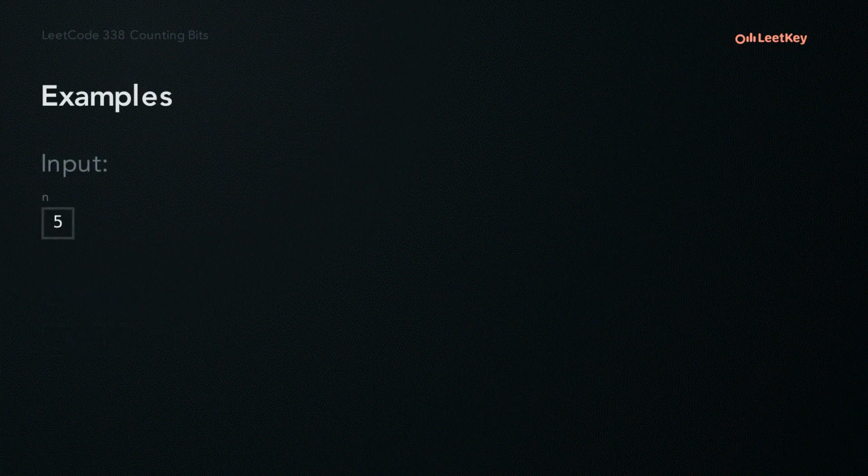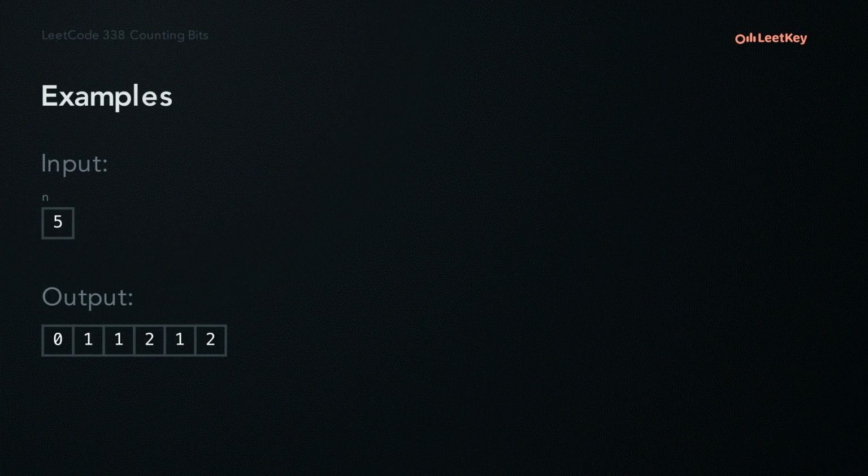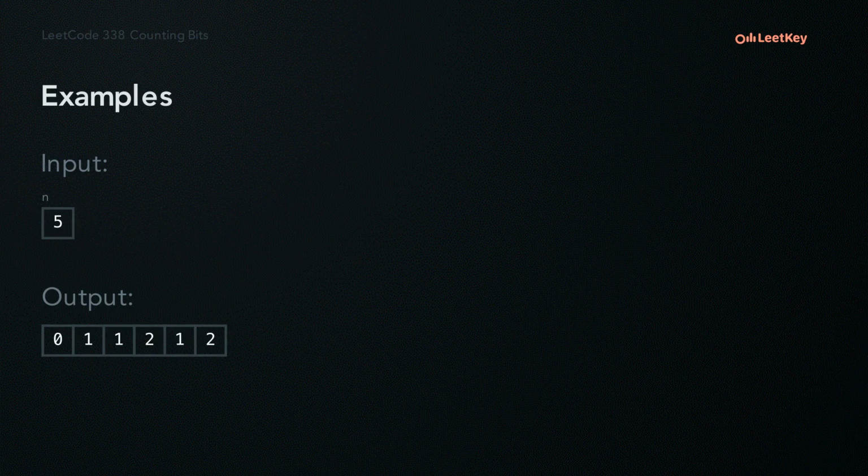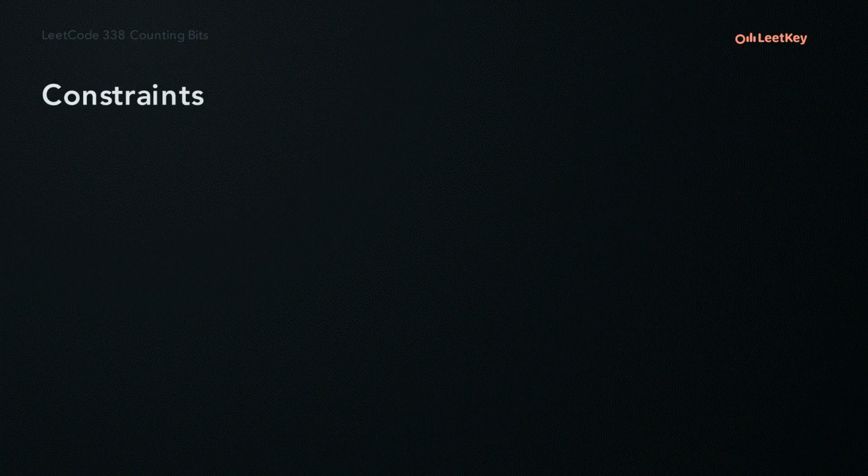Example 2. Input n is 5. Output is 0, 1, 1, 2, 1, 2. 0 has 0 ones, 1 has 1, 2 has 1, 3 has 2 ones, 4 has 1, and 5 has 2 ones. The constraints are the number n is between 0 and 10,000.